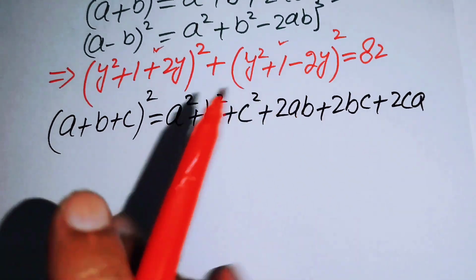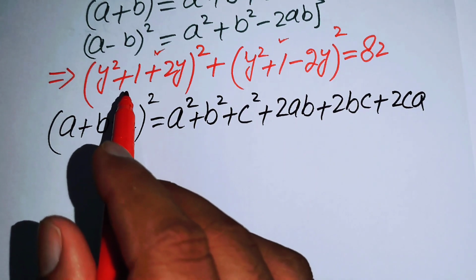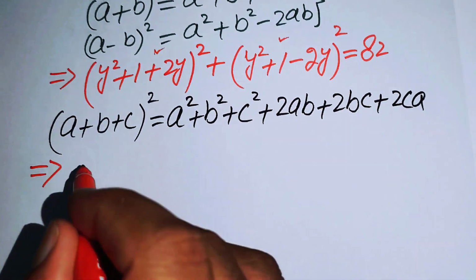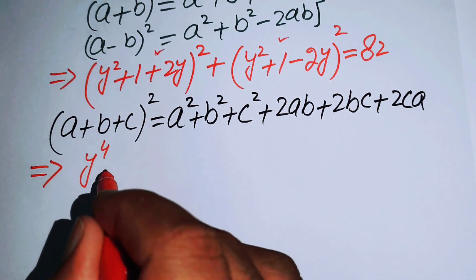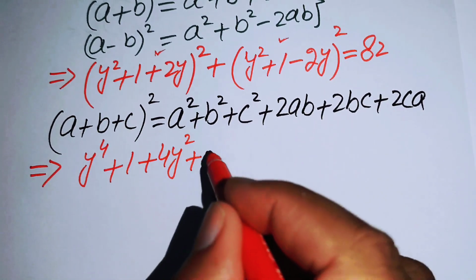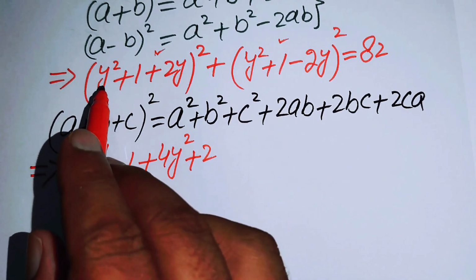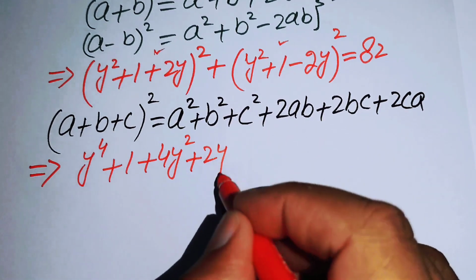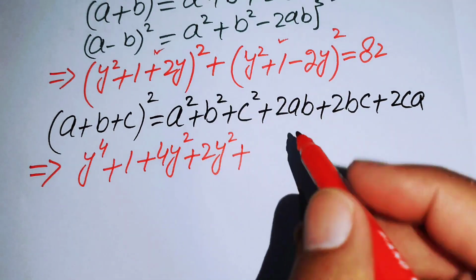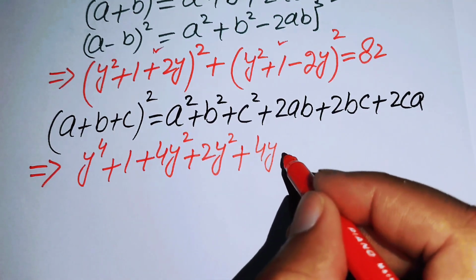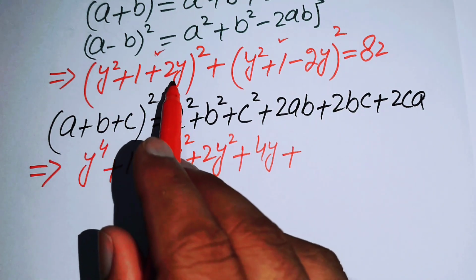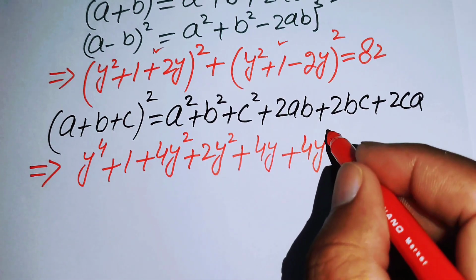So now first I can apply this formula on the first term, and our first term will be written in the form of y^2 squared, which is y^4, plus 1 plus 4y^2, plus 2ab, and the value of a is y^2 and b is 1, so it becomes 2y^2, and plus 2bc, and b is 1 and c is 2y, so it is equal to 4y, and 2ac, and a is y^2, c is 2y, so it becomes 4y^3.